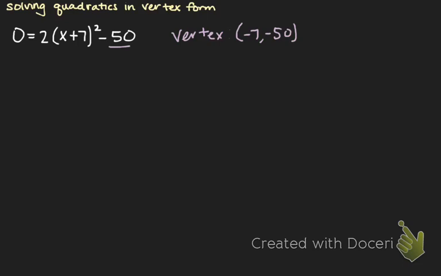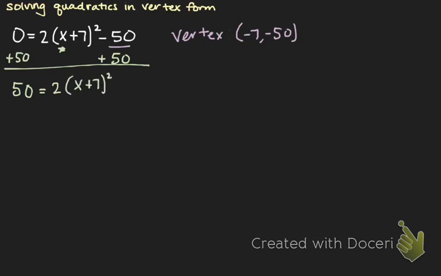Now in order to solve, we have to use a process of undoing. So we're trying to isolate this x variable here, and that means we need to pull all of the other terms to the other side of the equation. And how we're going to do that is we're going to undo what's happening. So for example, we have this -50 on the very end. The opposite of subtraction is addition. So in order to move the 50 to the other side of the equation, I have to add it to both sides. So I now have 50 equals 2 times x plus 7 squared.